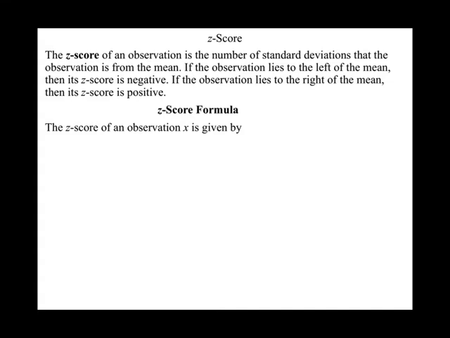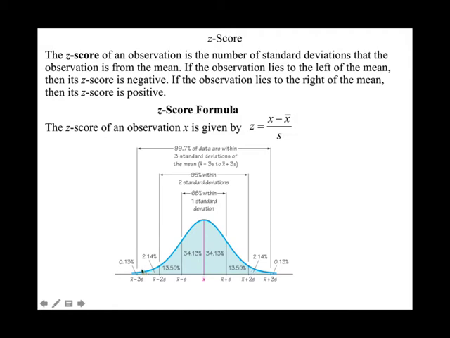Z-score. The z-score of an observation is the number of standard deviations that the observation is from the mean. Okay, first look at this picture. This is the normal distribution, so the mean will be in the middle here. And what is the z-score? The z-score measures how many standard deviations above or below the mean. So think about it. I draw one more line. This is talking about the z-score.